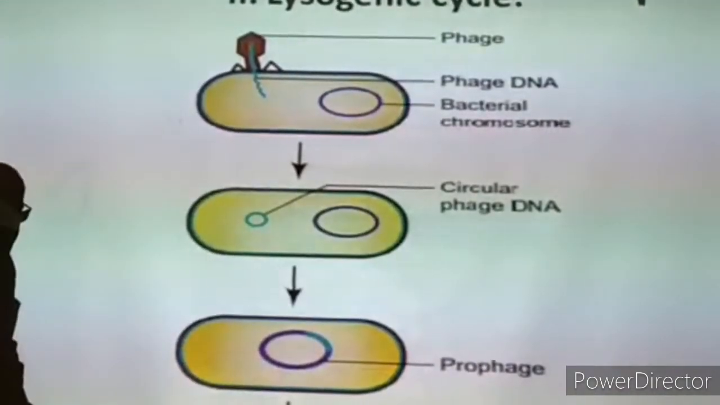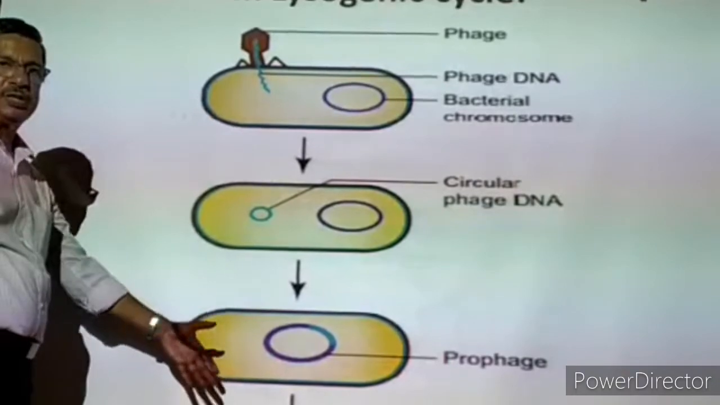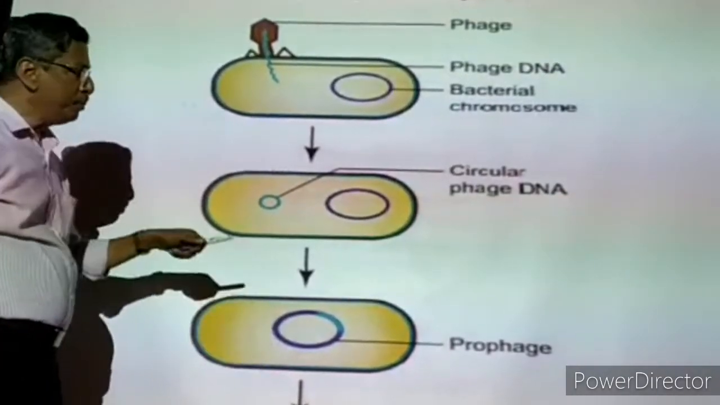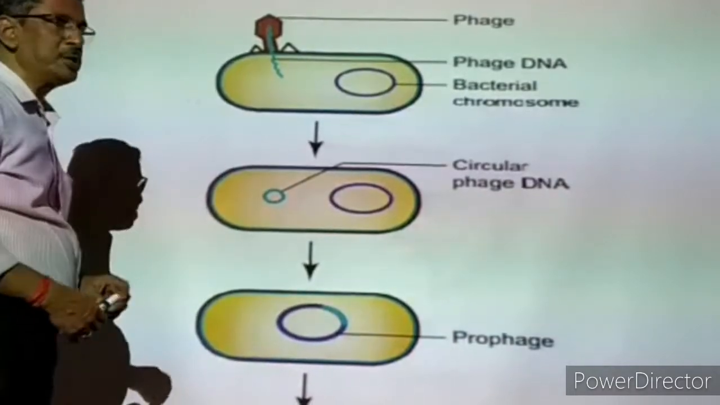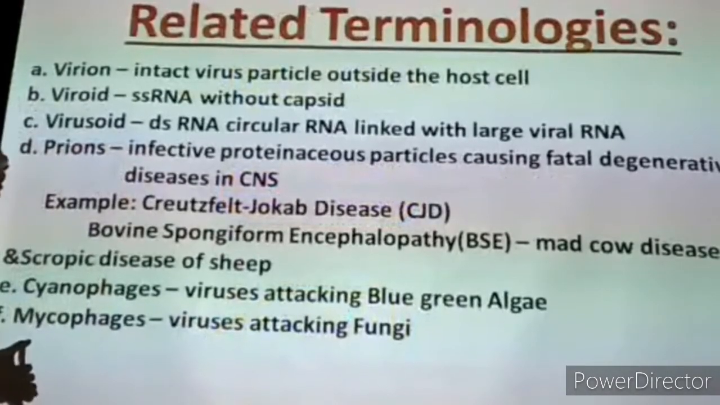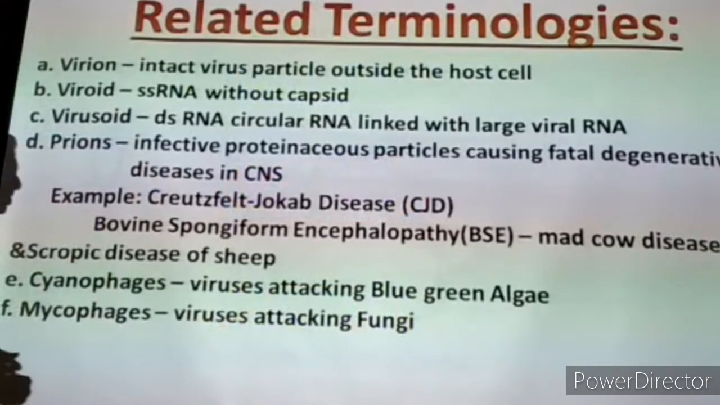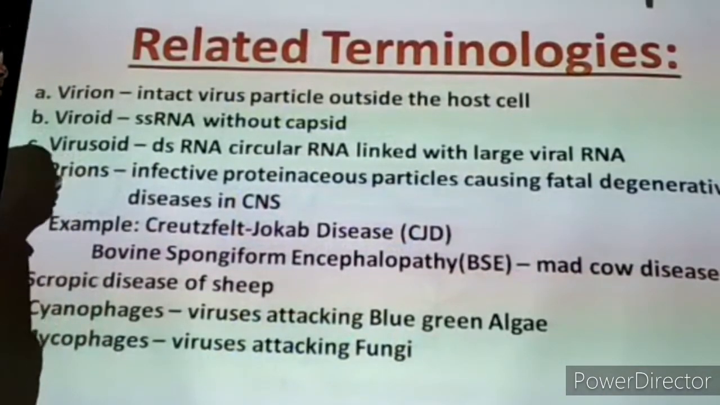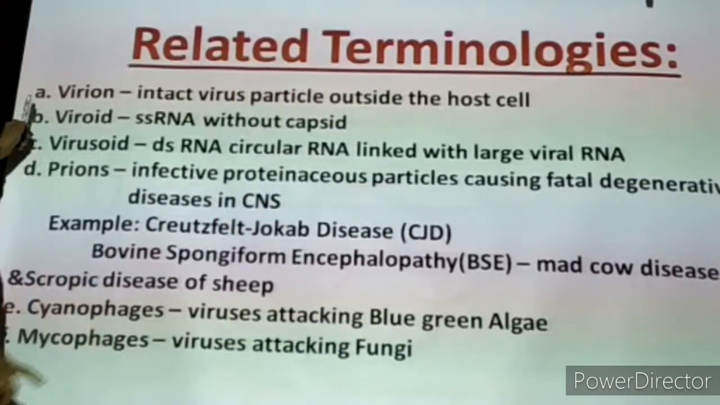Now this is the second method of reproduction, but it is a slower method. It will take a long time for that. But both methods will be possible in the bacteriophage multiplication. Now we are coming to the related terminologies connected with this virology. A number of related terminologies are present. What are they? Now the first one, virion.